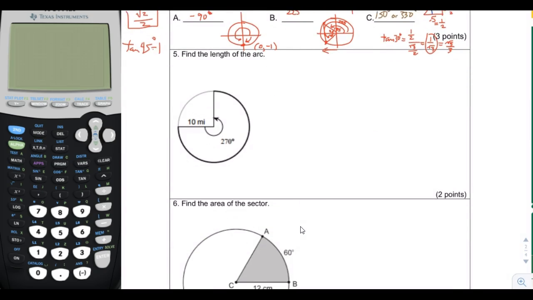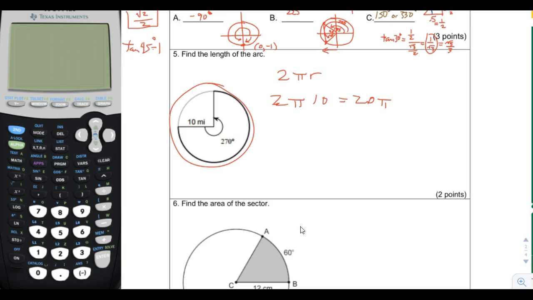Number 5. Find the length of the arc. Now, there's a couple ways to do this. I'm going to do it the way where you don't have to memorize the formula. I know that the circumference of a circle is equal to 2 pi r. And in this case, r is 10. So I know that this circle has a circumference 2 pi times 10, which is equal to 20 pi. I'm not going to substitute 3.14 for pi yet.